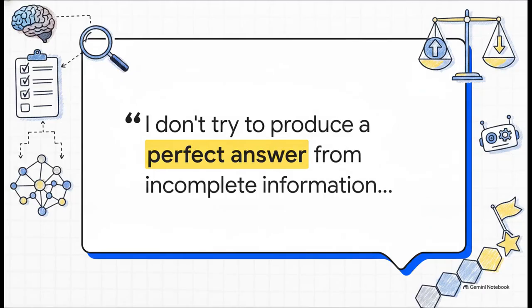Ultimately, it all boils down to this mindset shift. I don't try to produce a perfect answer from incomplete information. I define the boundaries, build the best practical method justified by evidence, validate its safety, identify unknowns, and iterate. Make that your absolute core philosophy as an AI methodologist.